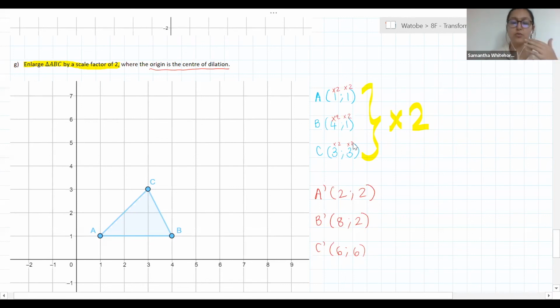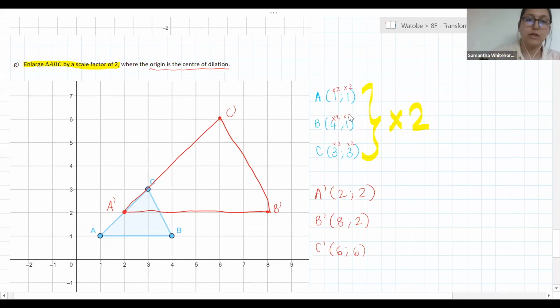So now that I know where my new coordinates are, I must plot them. So 2, 2 is over here. It doesn't matter that the shapes overlap. That is okay. You've done it correctly. You've enlarged it as you should have. B dash is at 8, 2, so over here. And C dash is at 6, 6, so up here. And now when I draw in my triangle, obviously you're going to do it with a ruler, I can see that I have made this triangle 3 times bigger than the original blue triangle. Weird looking C dash.